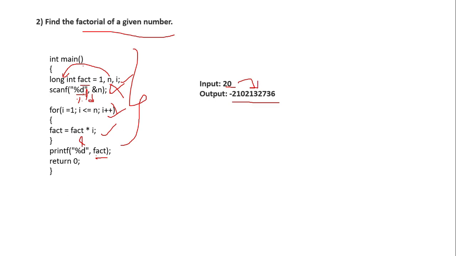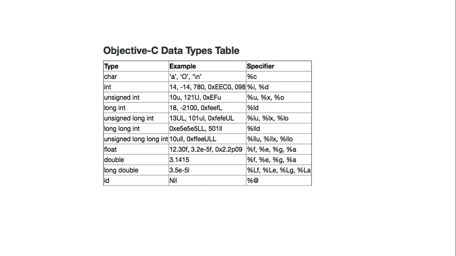So we need to modify this as %ld, since it is a long int data type. We need to use the specified format specifier. The specified format specifier for long int is %ld. And moreover, while printing, fact also belongs to the same data type, so you need to write %ld. So these will be the basic format codes.